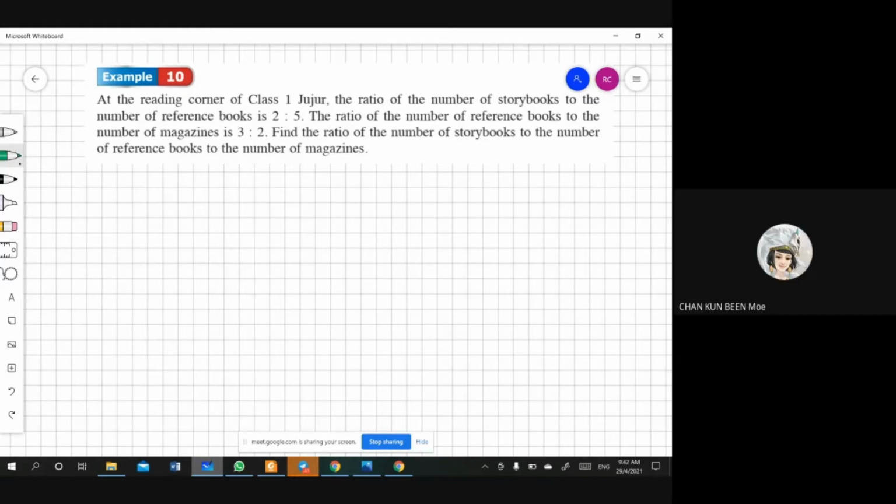Okay, so we carry on over here. You look at the last line given. What they ask you to find is the ratio of the number of storybooks to the number of reference books to the number of magazines. So storybook, I'm sure you know what is the meaning of storybook, right? Buku cerita. Reference book, what is the meaning of reference books? Anyone?